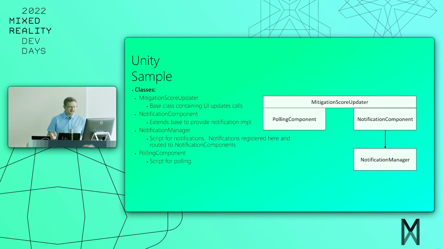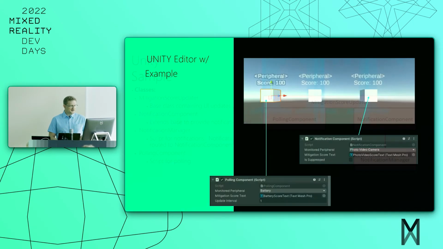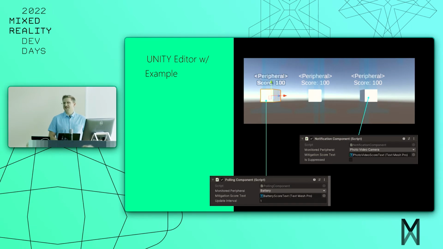The cool thing with doing this in Unity, again, not a Unity person, is that in the editor, you can just assign peripherals that you want to monitor on the object. I can associate these with the text that's above them, and this is a polling component, so I can set the update interval in seconds. And then this other guy over here is a notification component. So same idea, I can pick a peripheral that it's going to monitor. I can pick this text box that it's associated with. And then also, if you want to see how the suppression is built in, there's a box to say, hey, this is a peripheral I want to suppress.